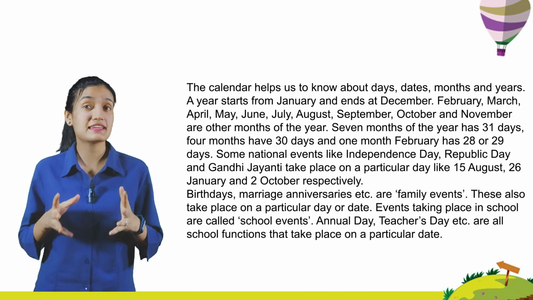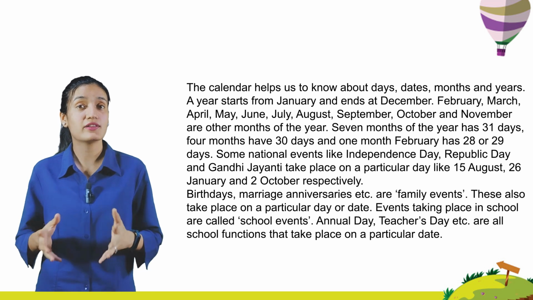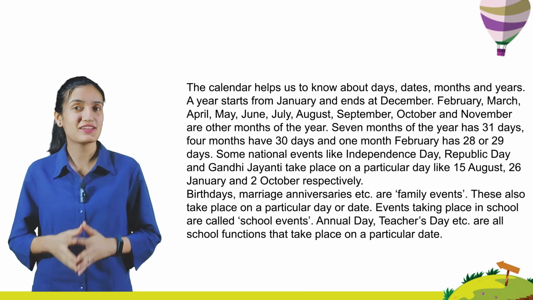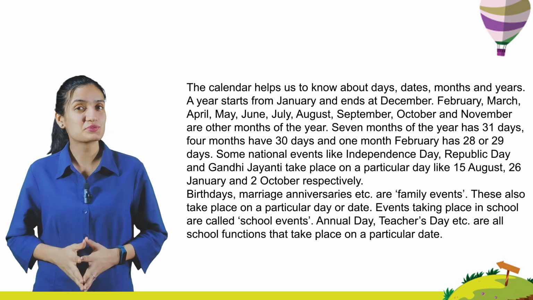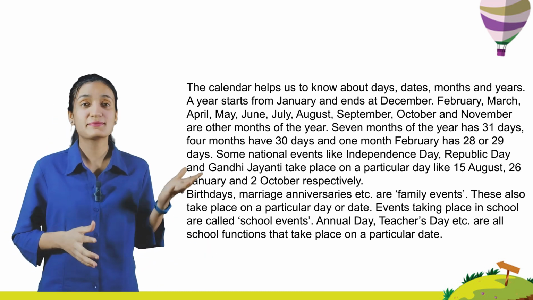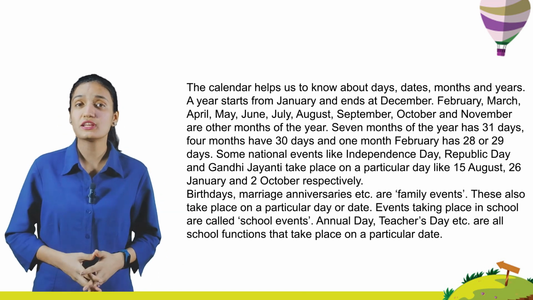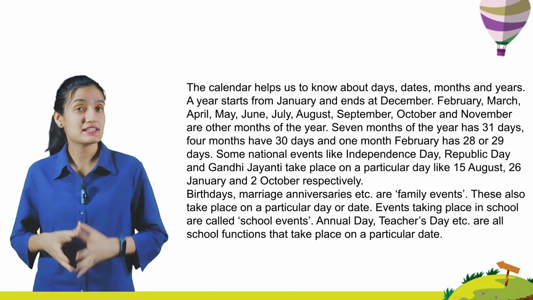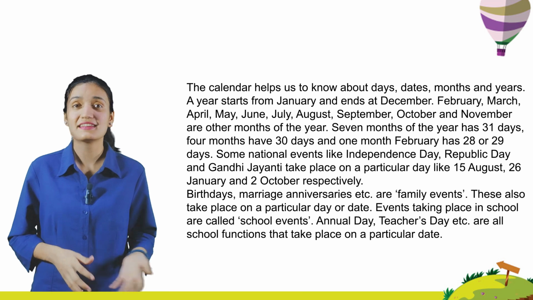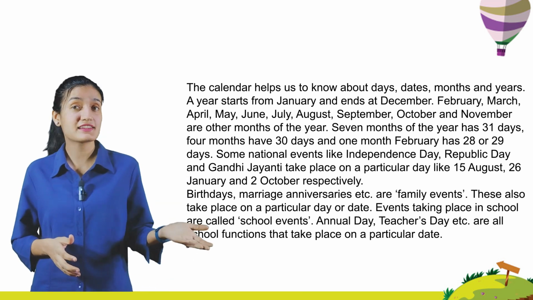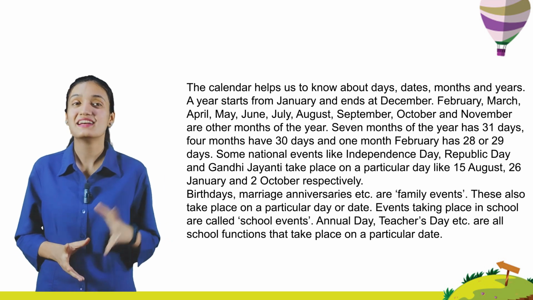Some national events like Independence Day, Republic Day and Gandhi Jayanti take place on a particular day like 15 August, 26 January, 2nd October respectively. Birthdays, marriage anniversaries, etc. are family events. These also take place on a particular day or date. Events taking place in school are called school events. Annual Day, Teacher's Day, etc. are all school functions that take place on a particular date.